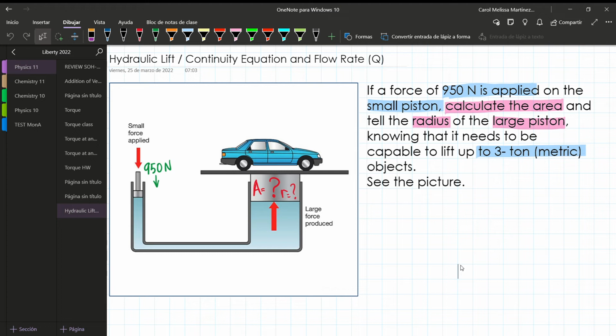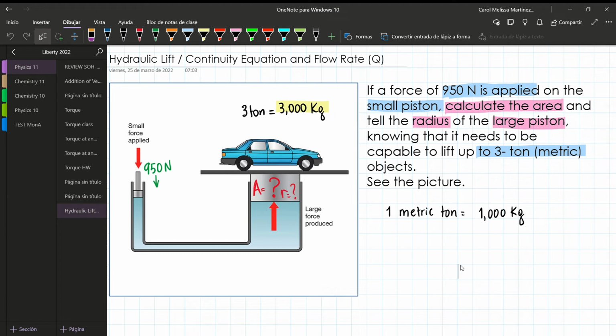Just in case you don't remember, 1 metric ton is equal to 1,000 kilograms. So my hydraulic lift should be able to lift an object of 3 tons, or 3,000 kilograms. You can do the conversion from tons to kilograms if you want, and you will see that the object that has to be lifted is 3,000 kilograms.